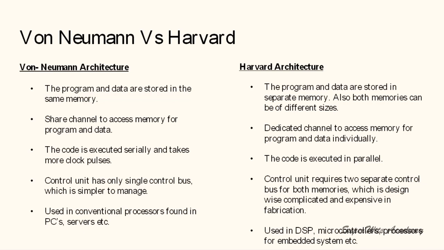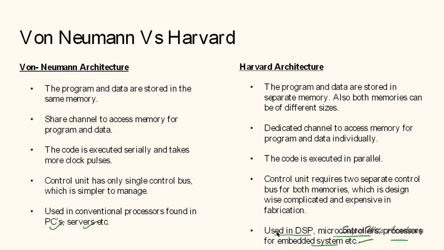Now, in von Neumann architecture, the control unit is very simple, because there is only a single control bus, so it's easy to manage and easy to fabricate too. Whereas in Harvard architecture, two separate control buses are required, because we are using two different memories, and apart from that, design wise it's quite complicated, as well as expensive when you are fabricating a particular system. In von Neumann architecture, conventional processors are found, where PCs and servers are the basic examples, whereas for Harvard, DSP, digital signal processing, microcontrollers, and processors for embedded systems like mobile phones and PDAs are used.